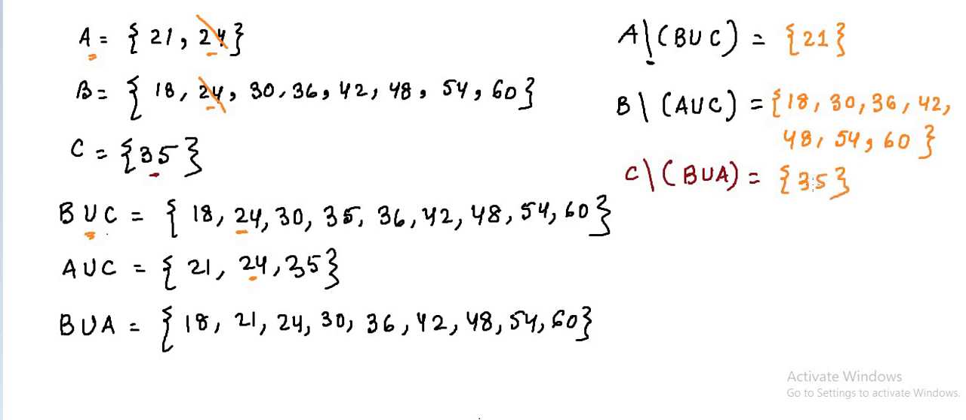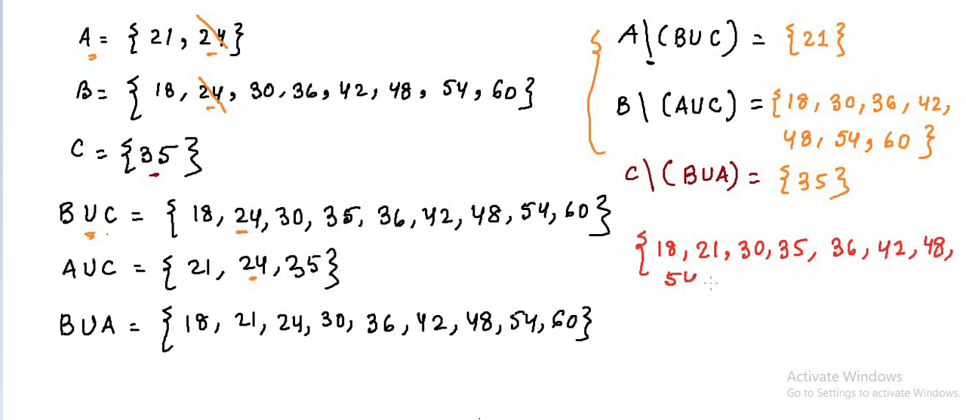Now let's take the union of all those three terms that we have written here. If you write down the union of the whole, in the simplest form, it is going to be 18, 21, 30, 35, 36, 42, 48, 54 and 60. Now for finding the cardinality, just count the number of elements that this set has. Let's count it together: 1, 2, 3, 4, 5, 6, 7, 8 and 9. So the cardinality of this whole set is equal to 9, and the answer is 9.